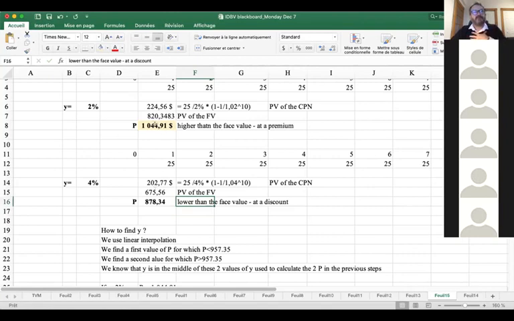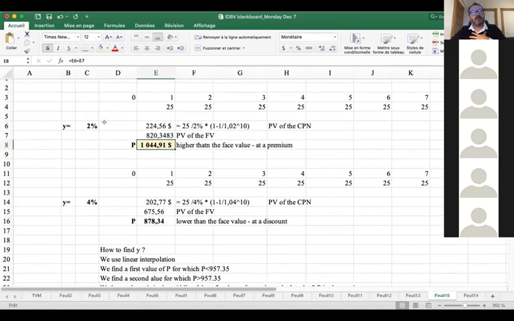Okay, so the price is at a premium when it's higher than the face value, and we can see that it happens when the yield is lower than 3%, right? Or 2.5 even. Okay, let me rephrase. Let me come back to the slides.